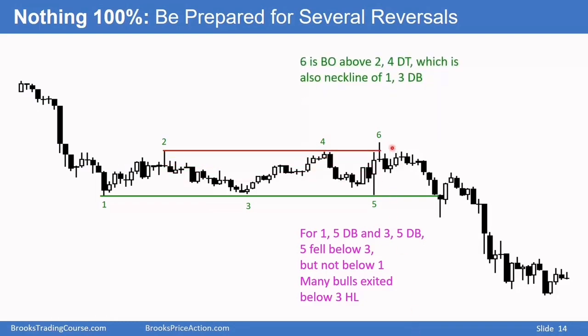We broke to the upside to a new high. The bulls are hoping this is a double bottom, a break above the neckline, which is here or here, same price, and they want a measured move up. Yet we got a reversal down. The bulls got a breakout above a double top, and it's also the neckline of the double bottom created by 1 and 3. So 1 and 3, this is the neckline. We broke above it, yet the breakout failed.